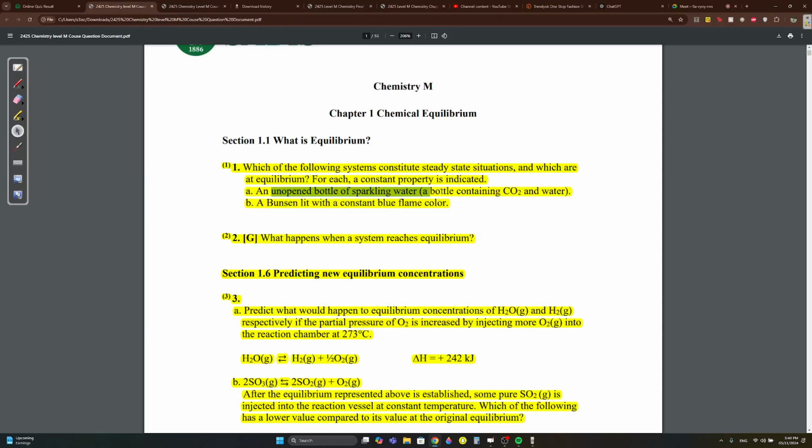But here, in an unopened bottle of sparkling water, the pressure is constant, the volume is constant, the density is constant. This is called equilibrium. When you open it, everything changes.